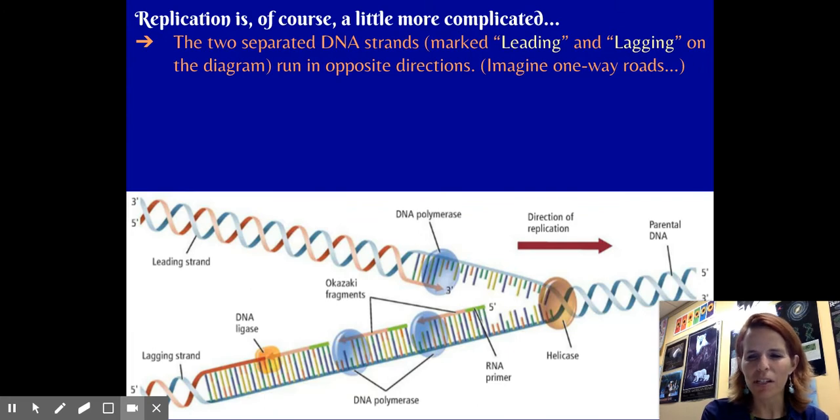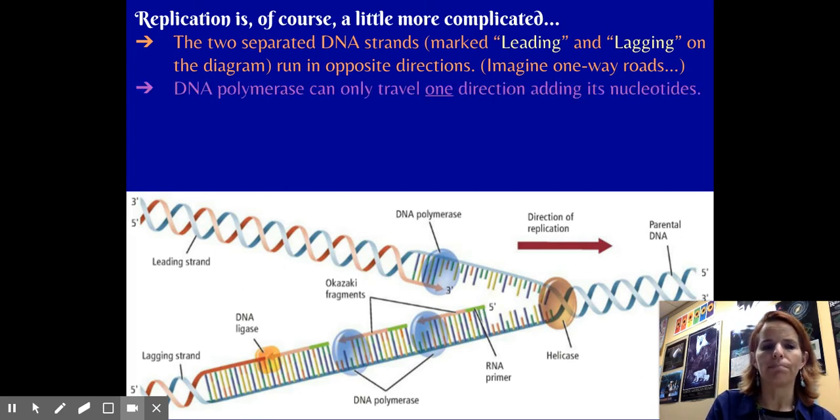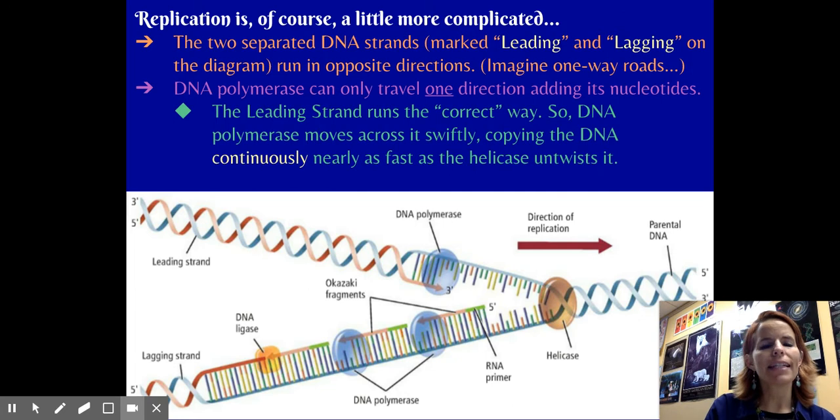I don't have time to explain what that means, that they run in opposite directions, but just imagine that the leading strand is like a one-way road and it's traveling one direction, and the lagging strand is a different one-way road running the opposite direction. Well, it turns out, look for the little blue eggs on the diagram that are marked DNA polymerase. DNA polymerases can only travel one direction, adding their nucleotides. So on the leading strand, that works perfectly because they're traveling the direction that the leading strand travels.